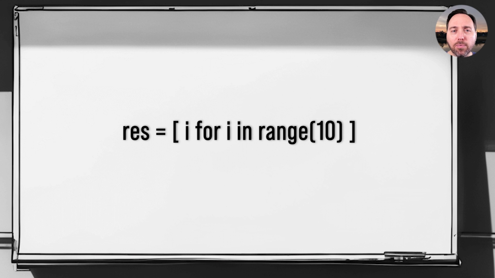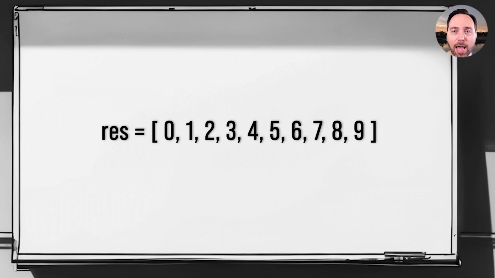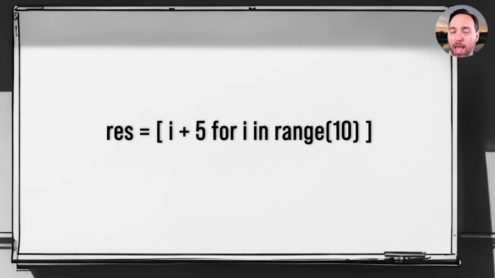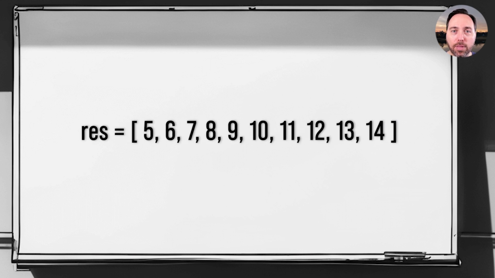In other words, the result of this, which we put into res, is a list with elements running from 0 through 9. This is an incredibly simple example, but we can, of course, build from there. For example, suppose we want to perform some mathematical operation on each i, such as adding 5 to it. When we resolve this line of code, the result is exactly what you would expect.